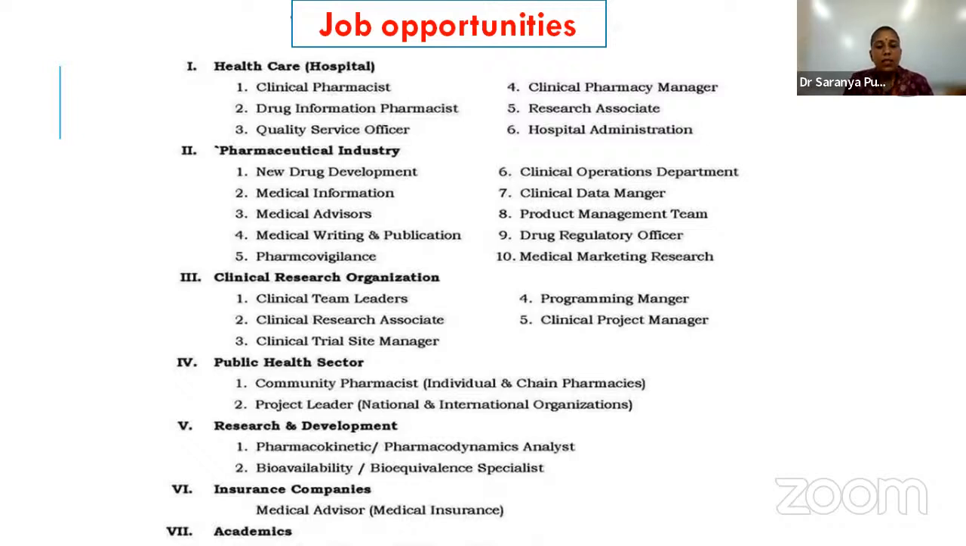In pharmacy practice, you will be trained in clinical therapeutics and drug monitoring, clinical pharmacotherapeutics and therapeutic drug monitoring. So you will be learning about pharmacokinetics of a drug, also about population pharmacokinetics. So if you are interested, you can take a research project in your second year in clinical pharmacokinetics also. So you will have an experience before you go into research and development as a PKPD analyst. You can also work on bioavailability and bioequivalence, and you can be a specialist in it. You can be a medical advisor in medical insurance companies. You can enter into academics as assistant professor.